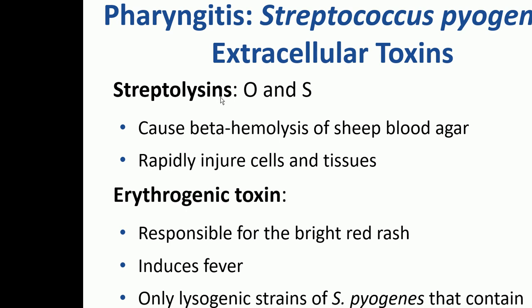Then streptolysins, they produce O and S, and these streptolysins basically cause beta hemolysis on sheep blood agar. So these things we have talked about in the lab, in the selective and the differential medium. In those, we talk about all these things. Then erythrogenic toxin. This bacteria also produces this toxin, which is responsible for the bright red rash and induces fever.